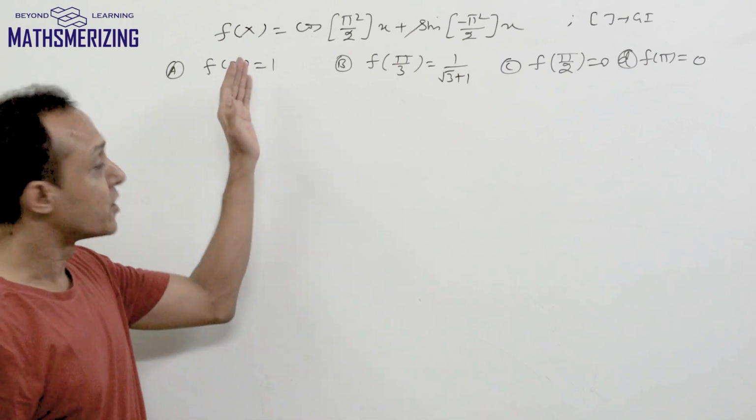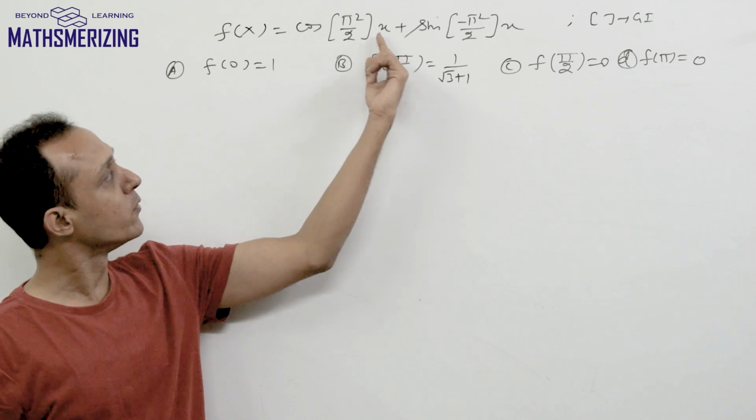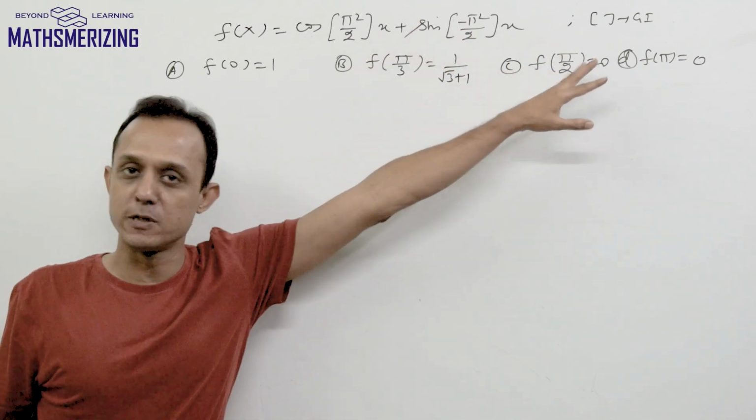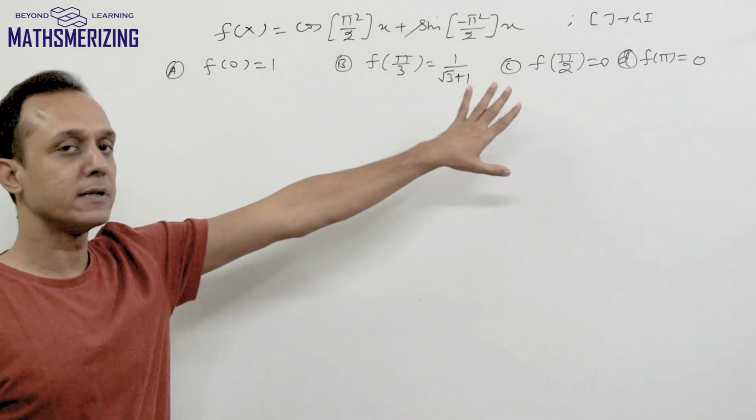So the question is, there is a function f(x) which is defined as cos of greatest integer function of pi squared by 2 into x, plus sine of greatest integer function of minus pi squared by 2 x, where this box represents greatest integer function, and I need to find which of the following options is or are correct.